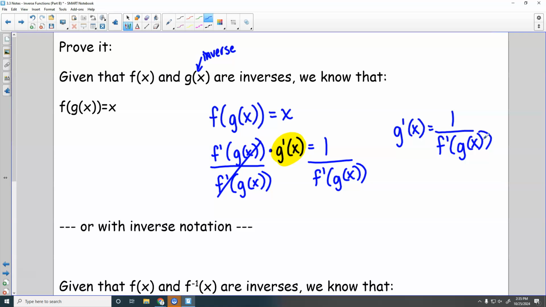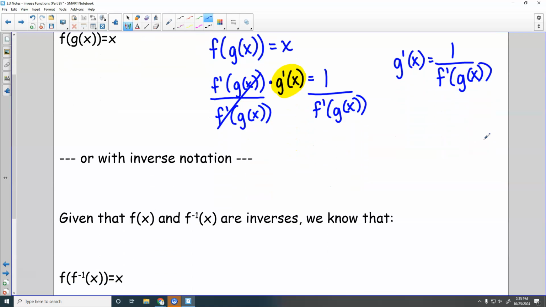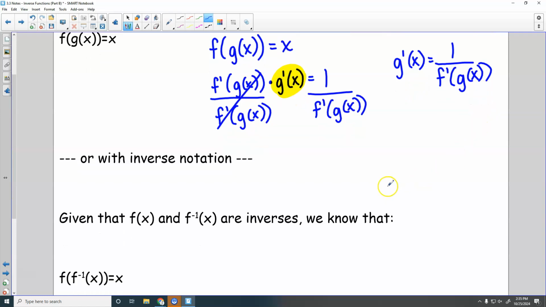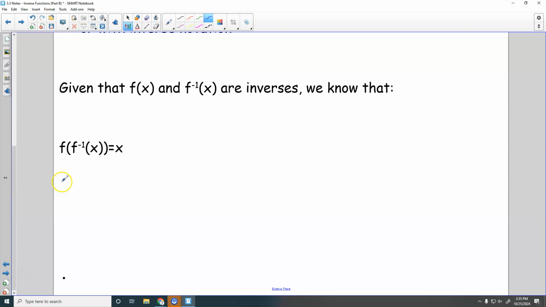I prefer to do this with inverse notation instead of f of g of x. I did this first with f of g of x notation because I think it's easier to follow the process of that. But when it comes to actually doing these problems, I prefer to have the inverse notation because it helps me keep straight what I'm looking at. So let's do the same thing again, but let's use inverse notation. So I have f of f inverse of x equals x.